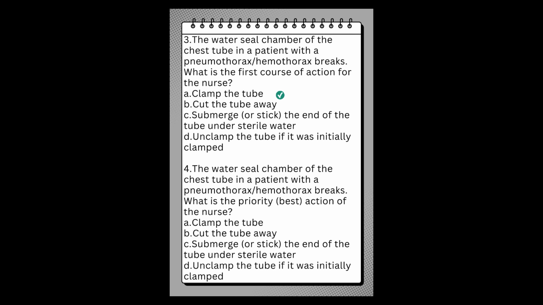Let's move on to number 4. The question says the water seal chamber of the chest tube in a patient with pneumothorax or hemothorax breaks. What is the priority, best action of the nurse? A. Clamp the tube, cut the tube away, submerge the end of the tube under sterile water, and D. Unclamp the tube if it was initially clamped.